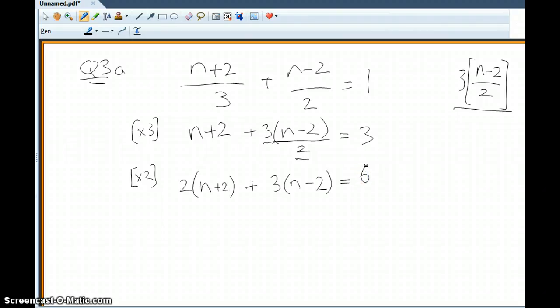Okay, we're on the home straight really, because we've got rid of the fractions. We've got what's called a linear equation, which means linear just means straight or straight line equation. I'm going to get rid of the brackets by multiplying out everything. 2 times n becomes 2n. 2 times 2 becomes 4. And 3 times n becomes 3n. And 3 times 2 becomes, don't forget the minus, 6. All equal to 6.